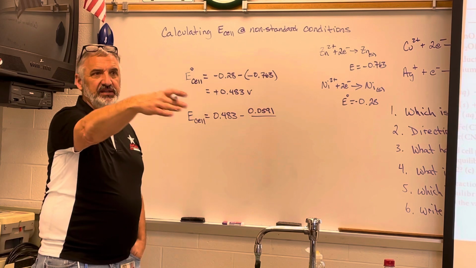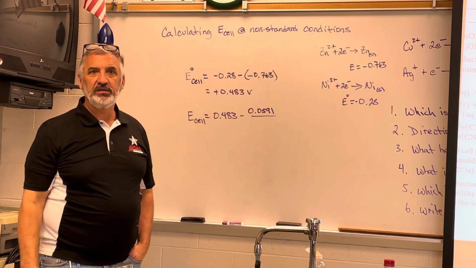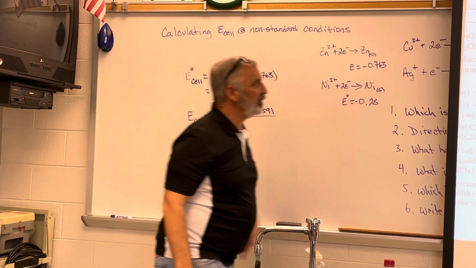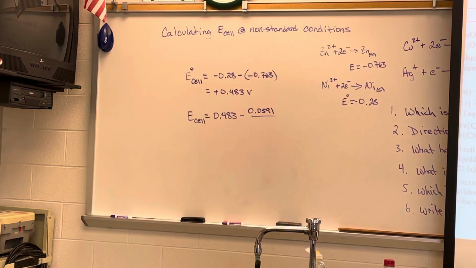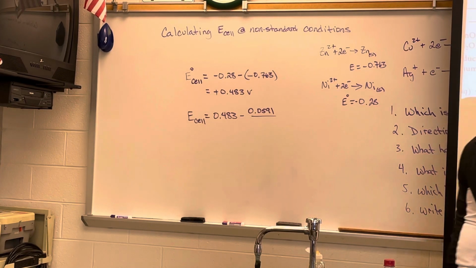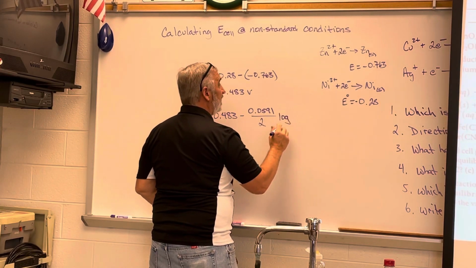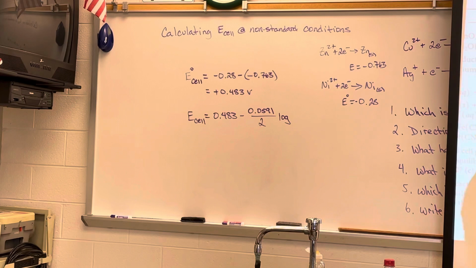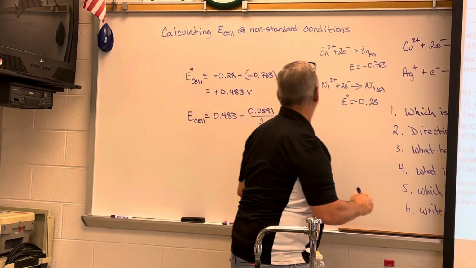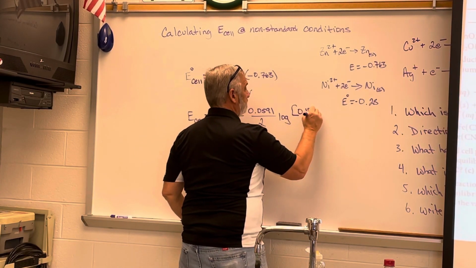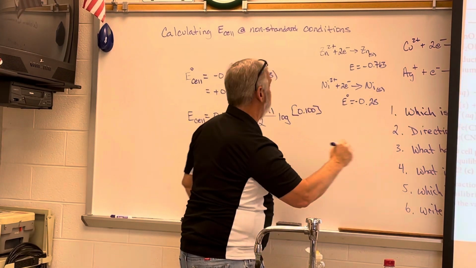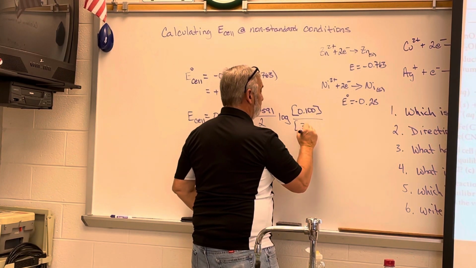What's N going to be? 2, because we're going from 0 to +2, and from +2 to 0. 2 electrons gained and lost. So N is going to equal 2 times my log of Q. Remember, solids are not in my equilibrium expression, only aqueous. So it's going to be my zinc, which is 0.1, and they're all coefficients of 1, over my 3.